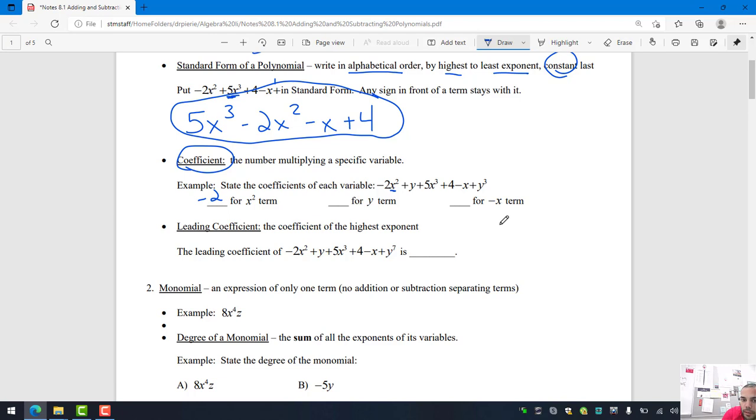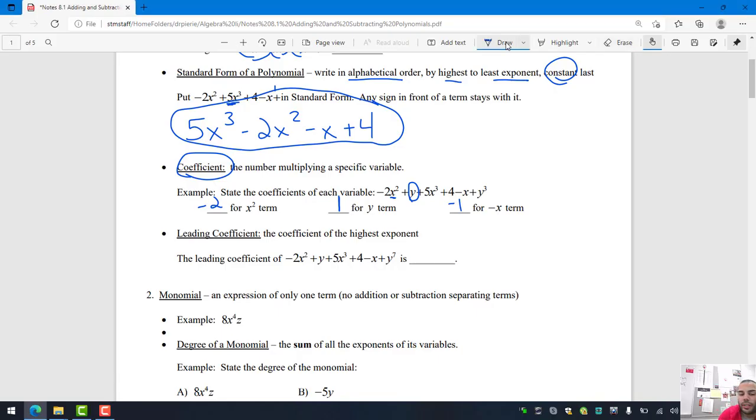For y, it looks like the y doesn't have anything in front of it, so we just got to know, okay, what is the number in front of that y? Okay, if there's no written number, it is not 0. The number in front of that y is a 1. Okay, and then the last one is for the minus x term. I don't really love the way that's written, but if you ever see a minus symbol, it's just a -1. Okay, the coefficient in front of the x term is -1.